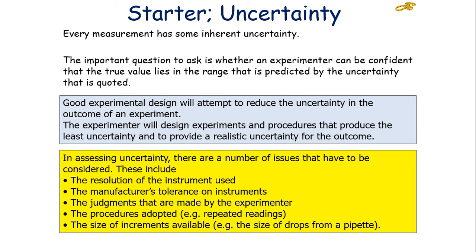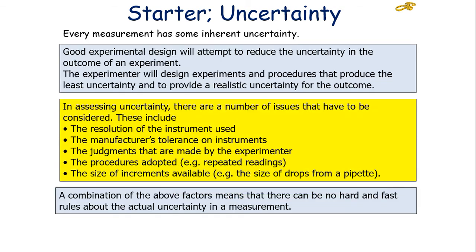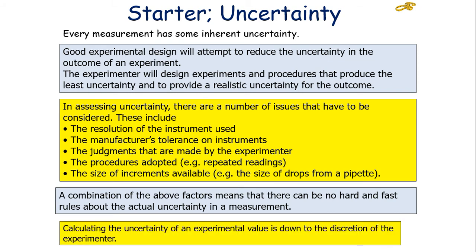Now, in assessing uncertainty, there are a number of values you've got to consider: the resolution of the instrument, the manufacturer's tolerance when they've made the instrument, the judgments that are made by the experimenter in the investigation, the procedure that the investigator adopted, and finally the size of increments available. A combination of all these factors means that there are no hard and fast rules about the actual uncertainty in a measurement. It is down to estimation in certain instances. So the calculation is ultimately down to the discretion of the experimenter at the end of the day.